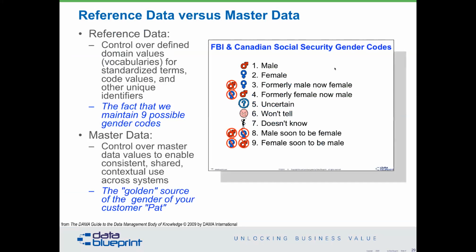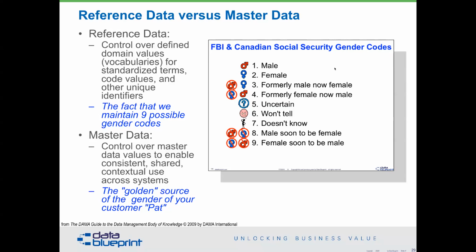And in Canada for this year, we were governed by Canadian law that mandated that our reference data maintain all 9 of these possible gender codes: male, female, formerly male, now female, formerly female, now male, uncertain, won't tell, doesn't know, male, soon to be female, and female, certain to be male. Now, whether you like this or not, it didn't matter in Canada at the time because it was the law. So this was a mandated piece. The reference data is the fact that we maintain 9 possible gender codes.